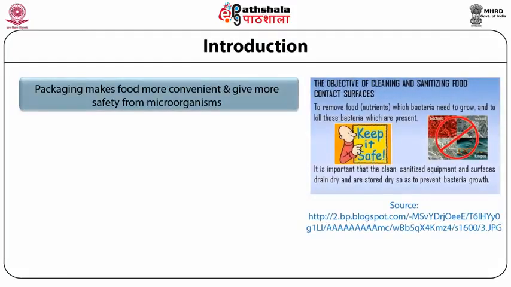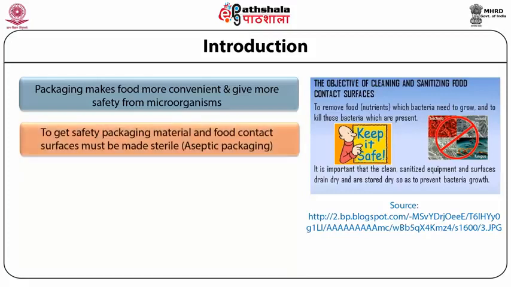Packaging plays an important role in the food manufacturing process. It makes food more appropriate and gives the food more safety from microorganisms and biological and chemical changes so that the packed foods can have longer shelf life. To have longer shelf life, along with food product, the packaging material and all food contact surfaces must be sterilized.